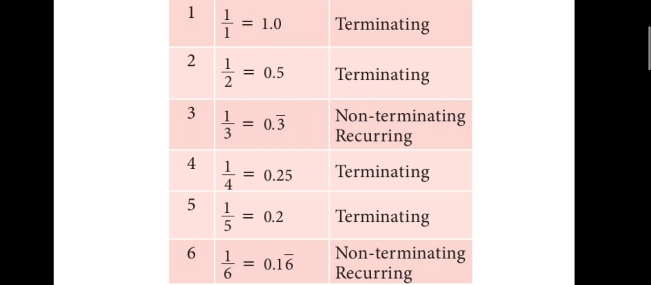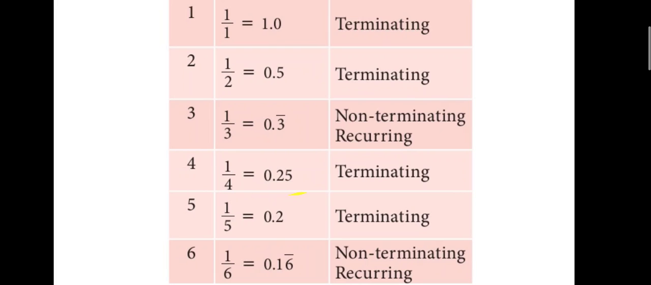And the second type is non-terminating and recurring. What is here? We have 1 by 3. So 1 by 3 means 0.3333, it goes on. So we can put 0.3 bar. So whenever you have the bar, or an infinite number of digits repeated, we can say that type of decimal is non-terminating and recurring.